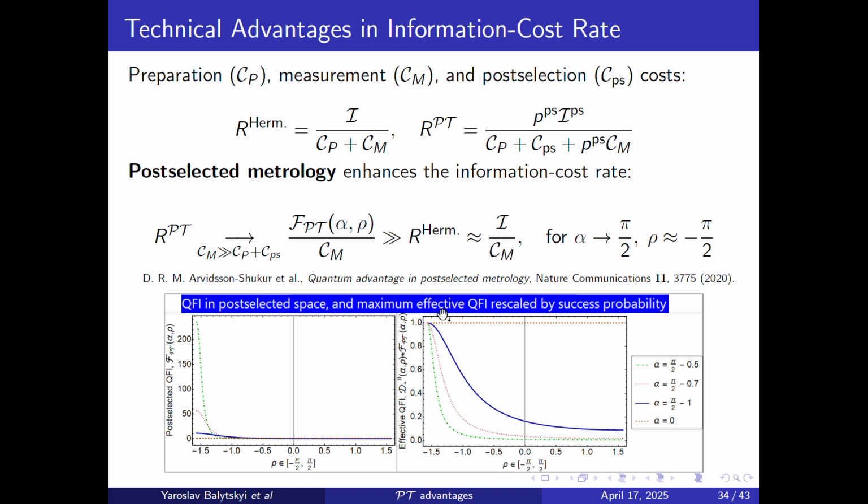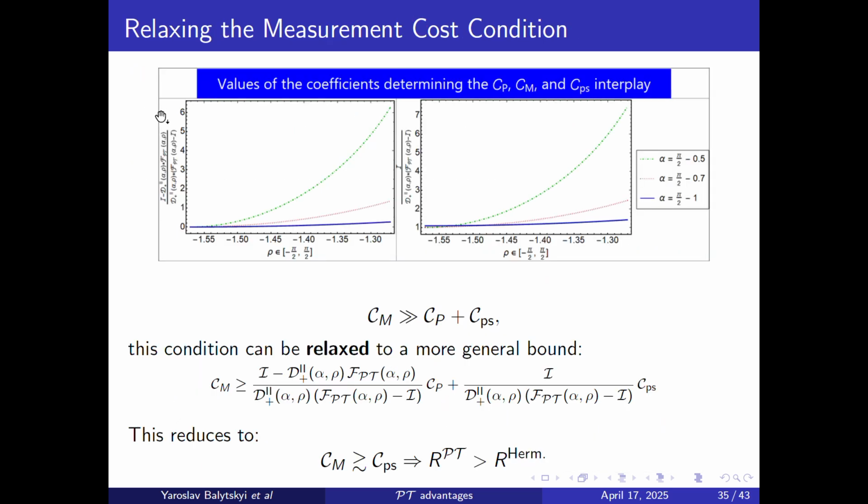Nevertheless, when you multiply it by the probability of decisive outcome, it's not larger than in the Hermitian case. So you can see this. But as we will show further, the information cost rate is greater than this. So you will see it on the next page.